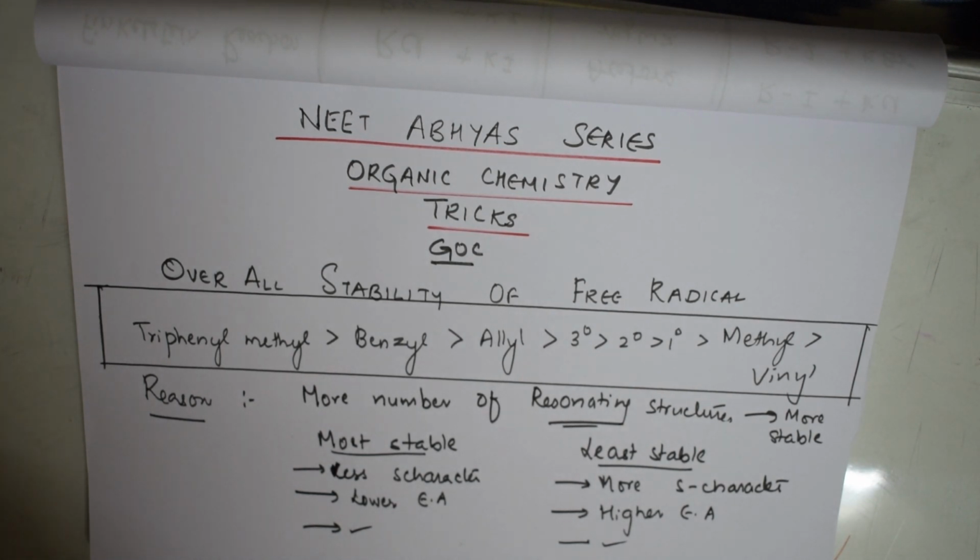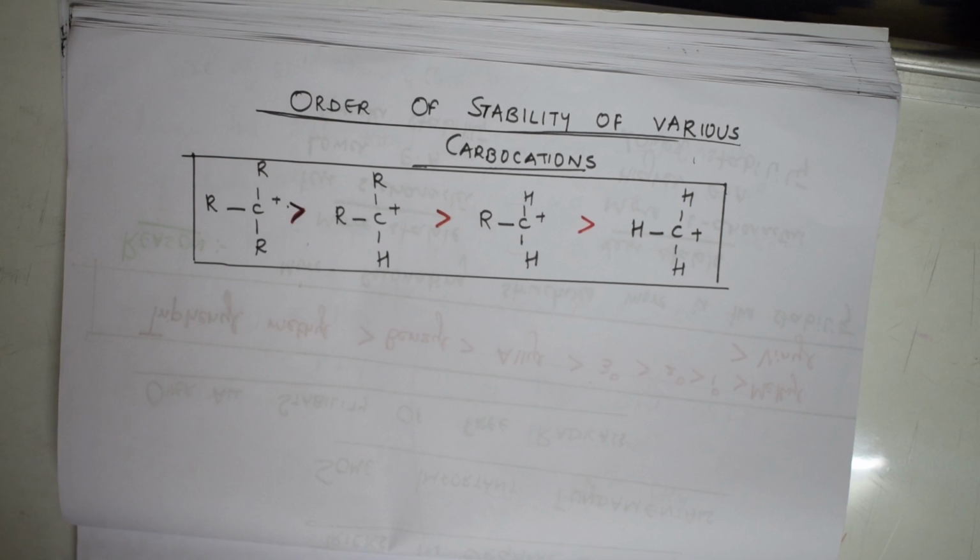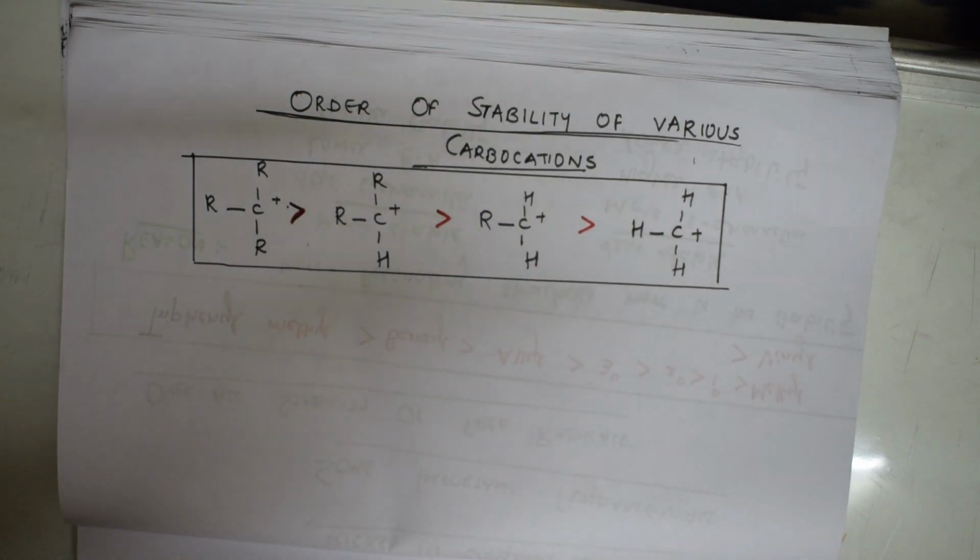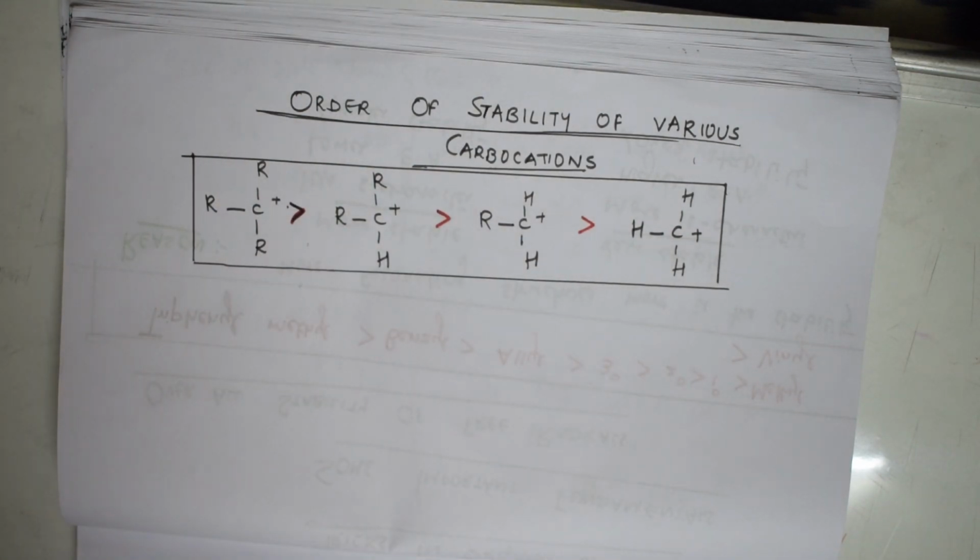Now let us see the next concept, a very important concept in your general organic chemistry. Let us see the next question. Basically this question is about the carbocation. As I said, the reaction intermediates' trends are compulsorily asked, so you need to remember how to solve them.